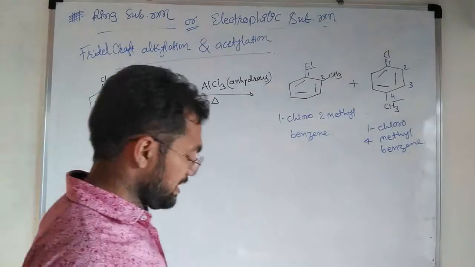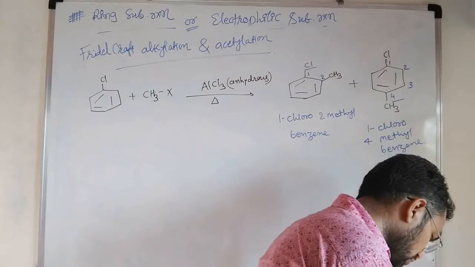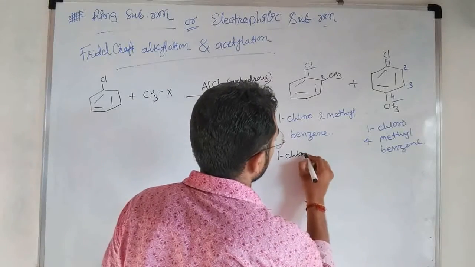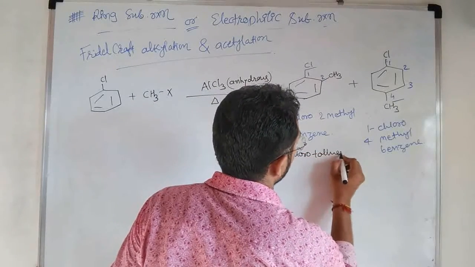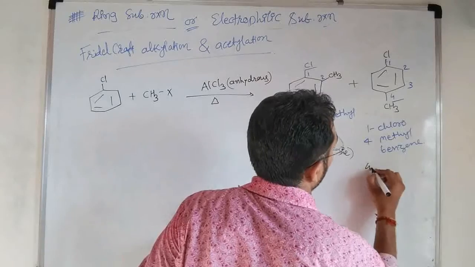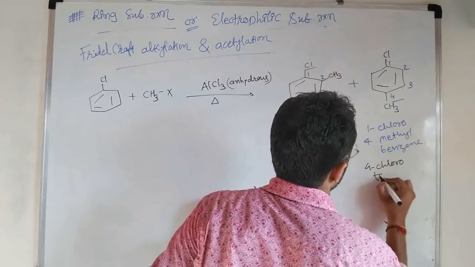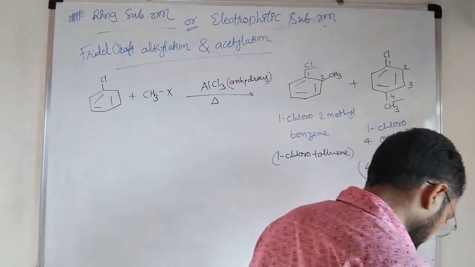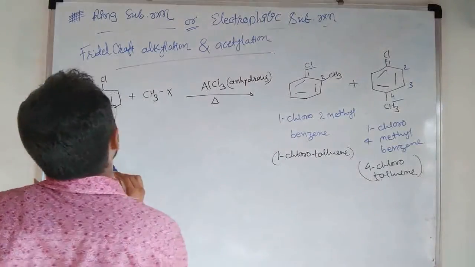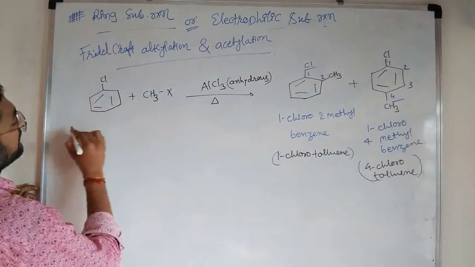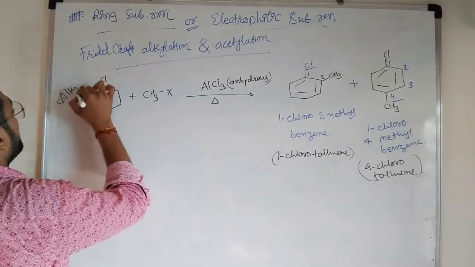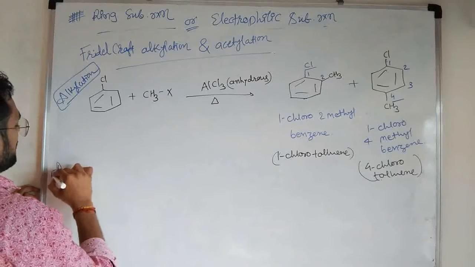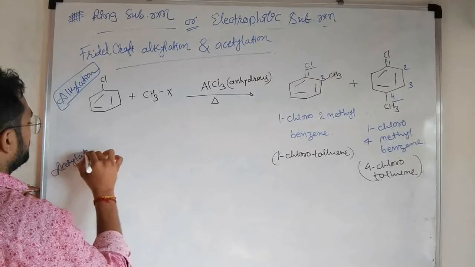1-chloro-4-methylbenzene has another name: 2-chlorotoluene or 4-chlorotoluene. This is the naming. And next, dear student, this was alkylation, now acetylation.